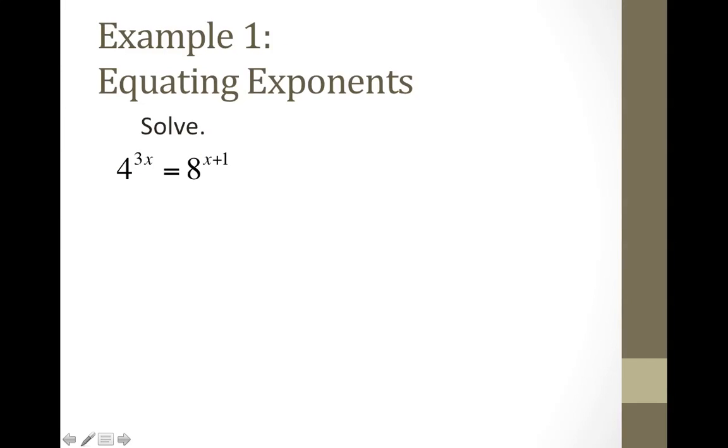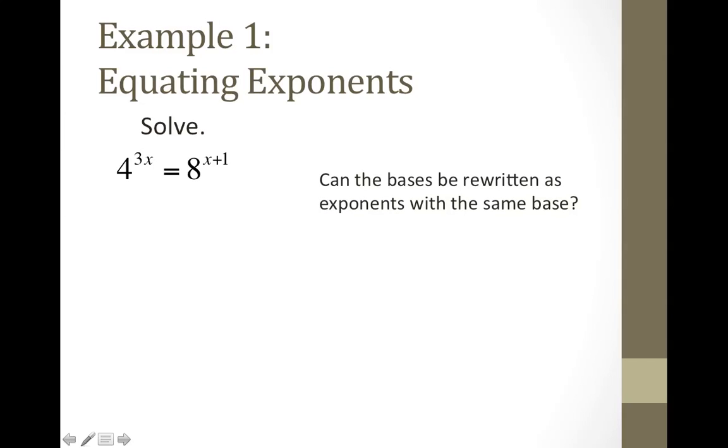So let's take a look at example 1, and in this example we want to try to equate exponents. So what does that mean? Well, take a look at our equation here. We have 4 to the 3x, and that's supposed to be equal to 8 to the x plus 1. So the first thing you want to ask yourself is, can the bases of these two exponents be rewritten as exponents with the same base?